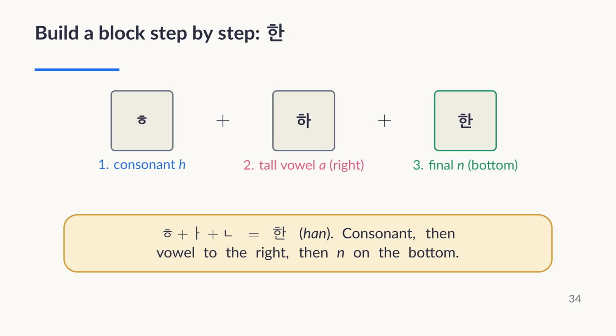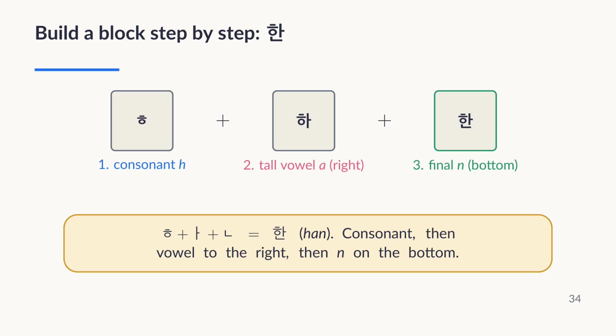The syllable ends in an N sound, so we place the consonant nieun on the bottom of the block, spanning the full width, and now we have han. Watch how the block stayed the same square size at every step. Adding the final consonant simply filled the bottom slot. So H plus a plus N equals han. That is the whole process.